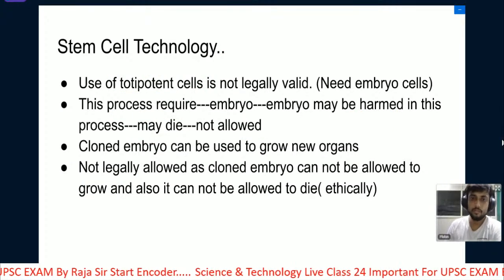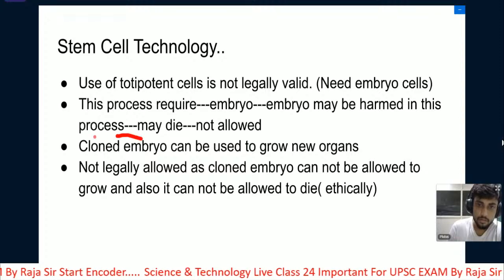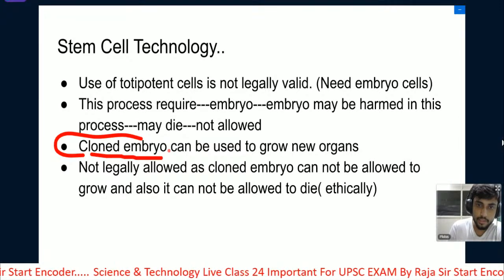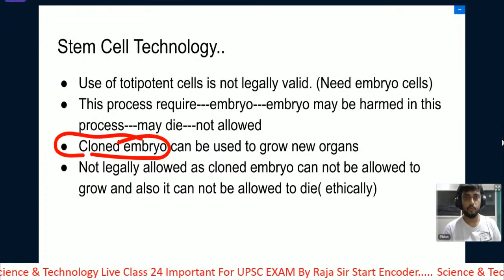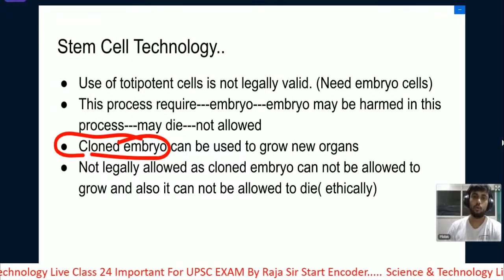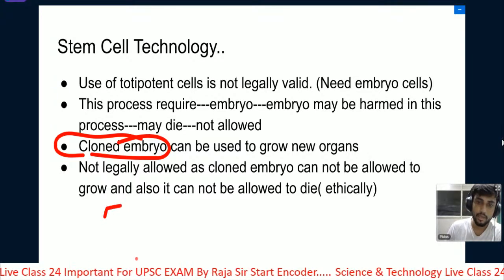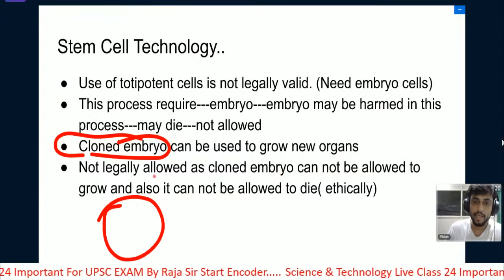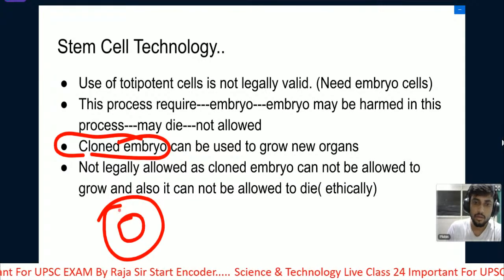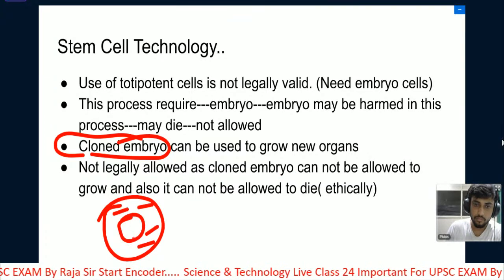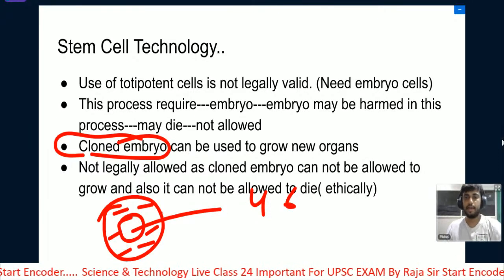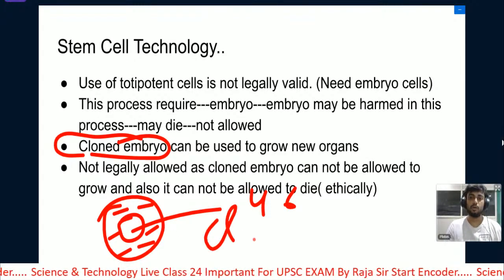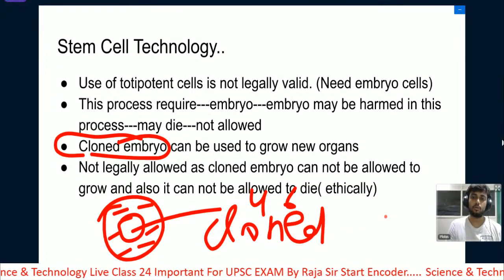But certain doctors, certain scientists, also said that we can use the cloned embryo. We will take the egg cell, and inside the egg cell we will put the 46 chromosomes from any other person, and this will be a clone zygote, and we can use the clone zygote.